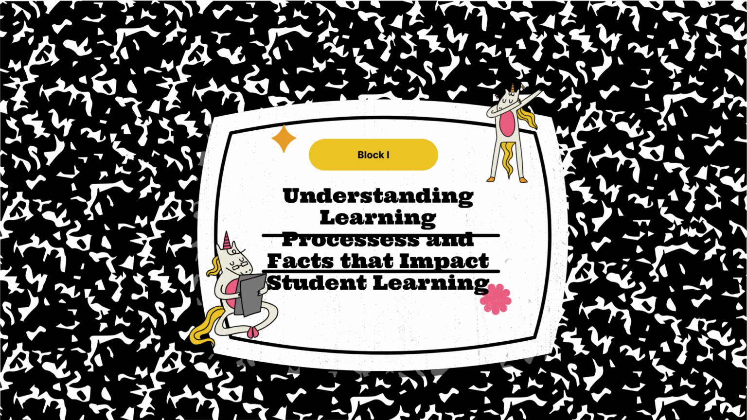This lesson is designed to address Competency 4, which focuses on understanding the learning processes and the factors that impact student learning. The lesson follows the Madeline Hunter lesson cycle, and it demonstrates effective planning, engagement, assessment, and instructional decision making for diverse learners.